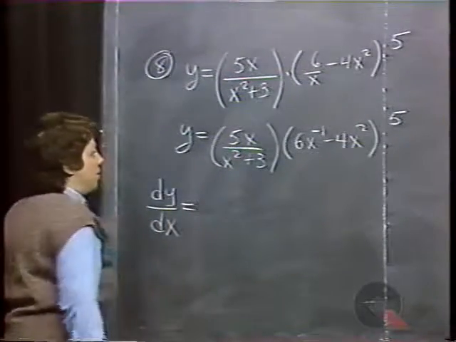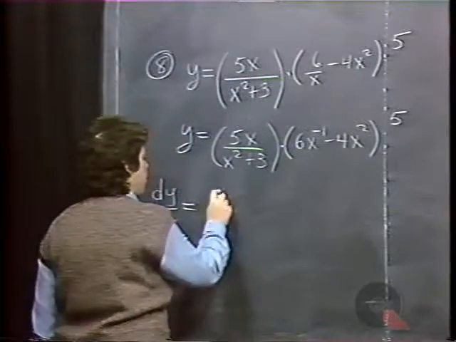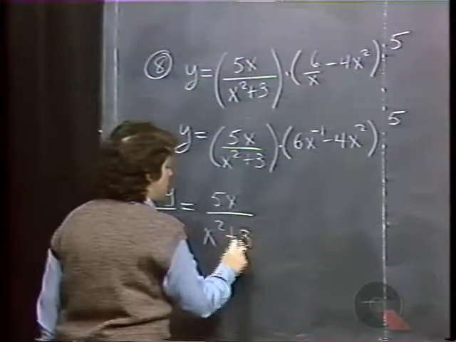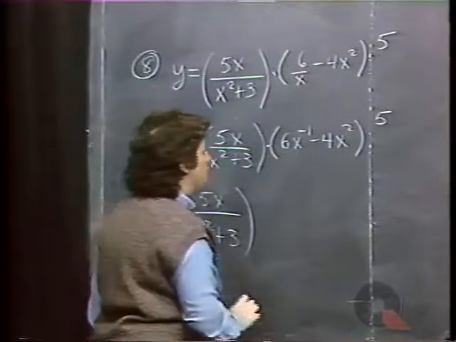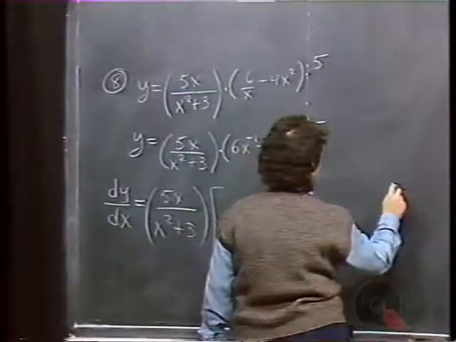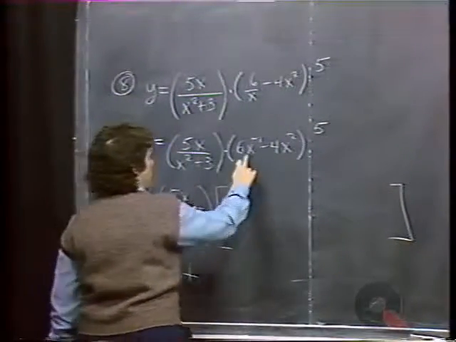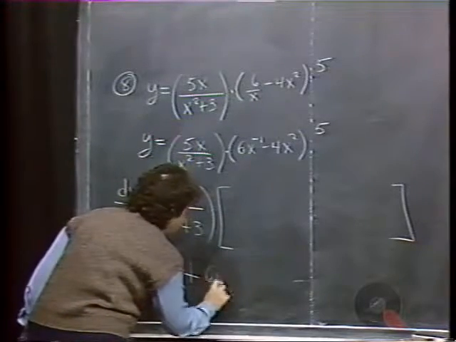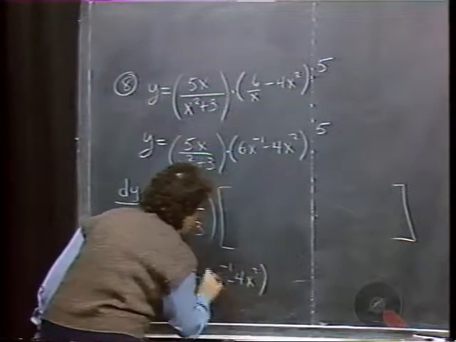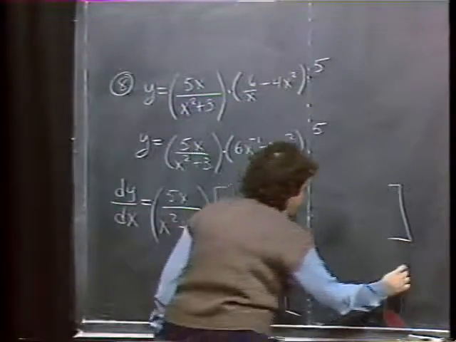Let's write down the derivative. We decided this was essentially a product. So it's going to be the first, 5x over x squared plus 3, times the derivative of the second. That looks a little complicated. Let's leave some room for that. Plus the second, 6x to the minus 1 minus 4x squared to the 5th, times the derivative of the first.